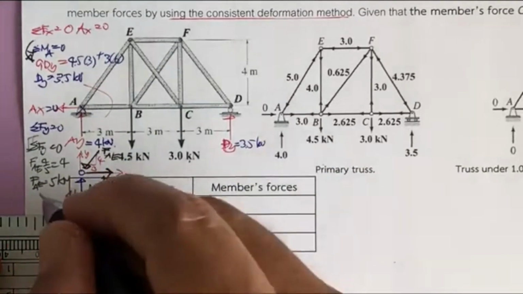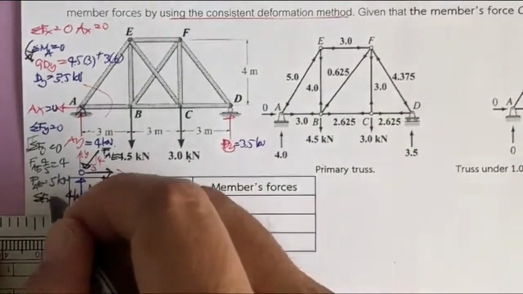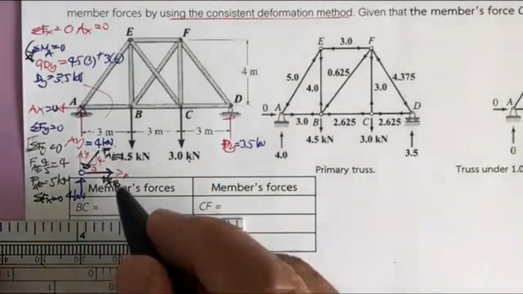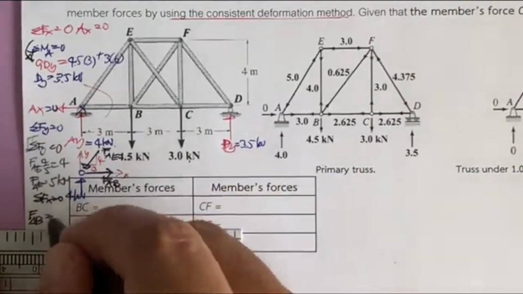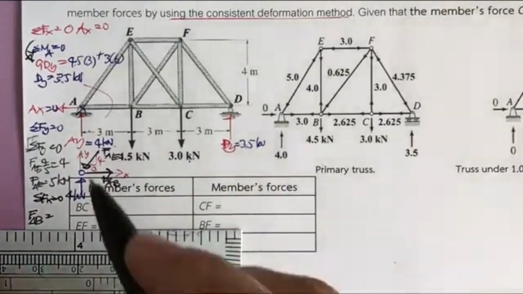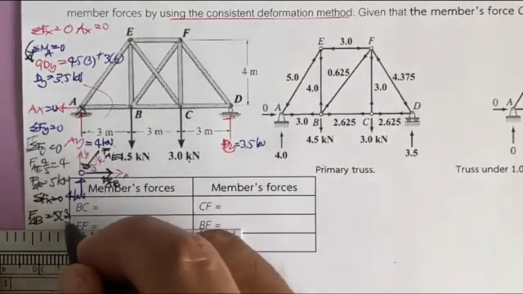Okay. Also this one you can easily determine with the summation of F sub X equal to 0. You get F sub AB equal to what? 5 times 3 over 5.